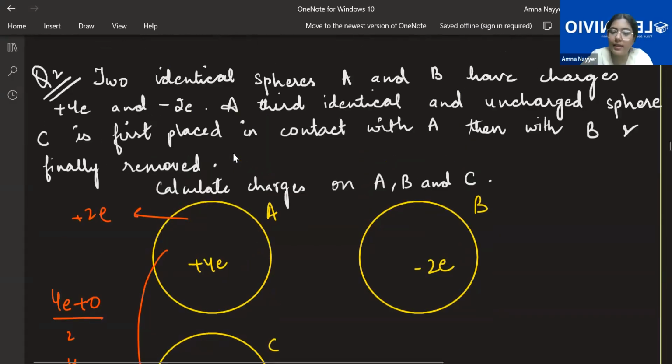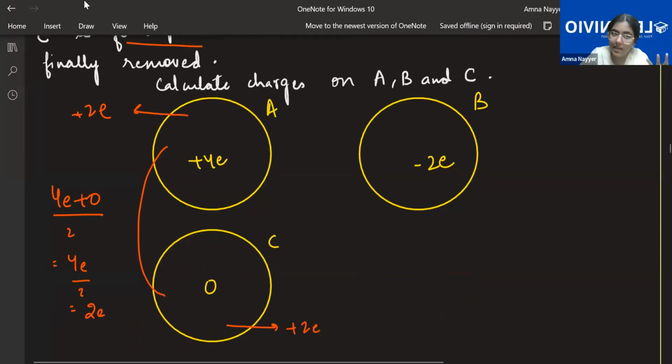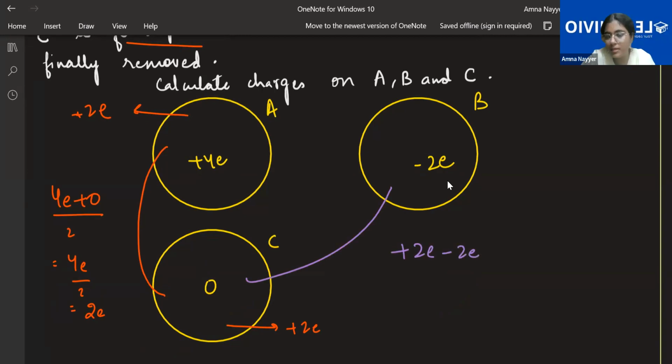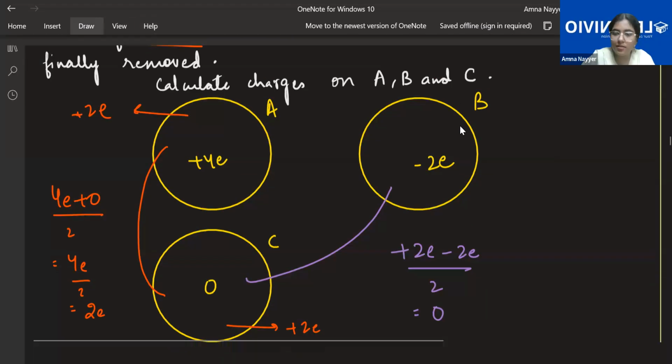Now the next part of the question says that it is first placed in contact with A, but then it is placed in contact with B and then removed. Now this is done. But the story isn't over. They too are also connected. Now tell me the net charge on them. 0. Perfect. See, minus 2e and plus 2e, when they'll be added up, they'll be 0. Plus 2e minus 2e divided by 2, that's 0. So what can I conclude for my answer to this question?